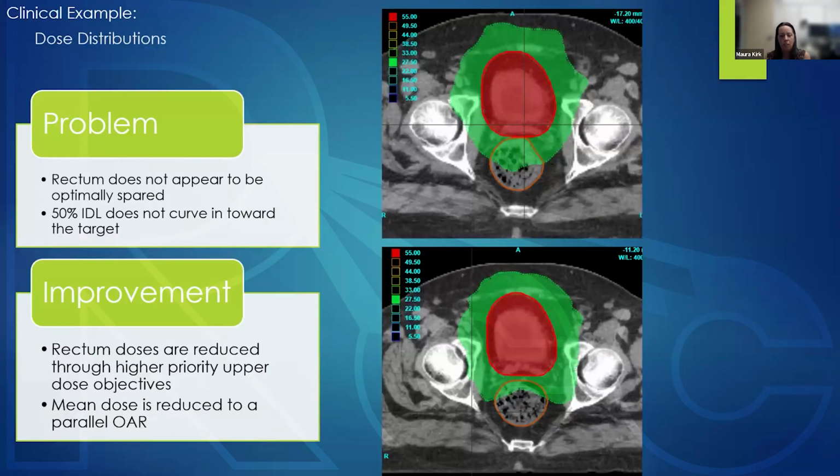So here's some example dose distributions. In the superior image, the rectum does not appear to be optimally spared. We have the 50% isodose line just kind of spreading out isotropically. An improvement might be to kind of push on your rectal doses so that you can see that 50% pinching in a little bit.